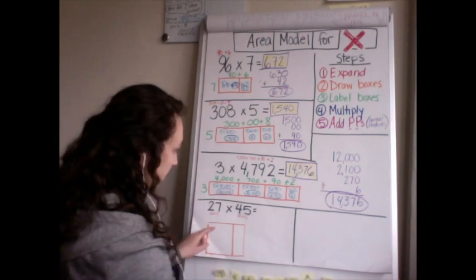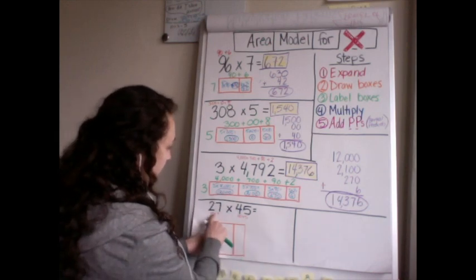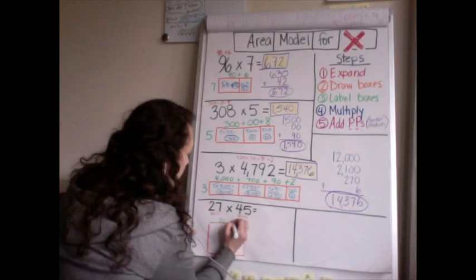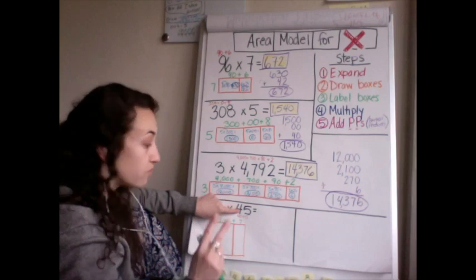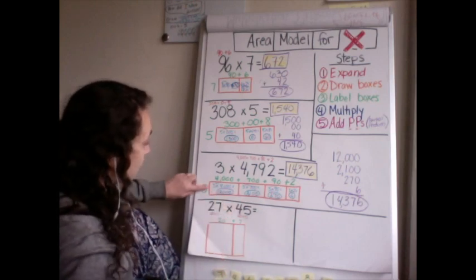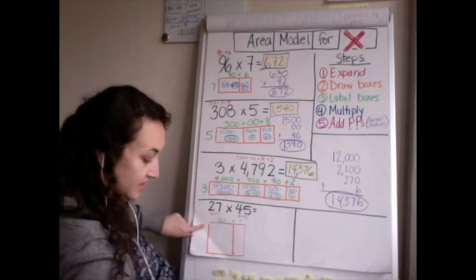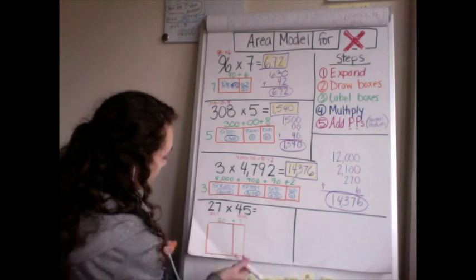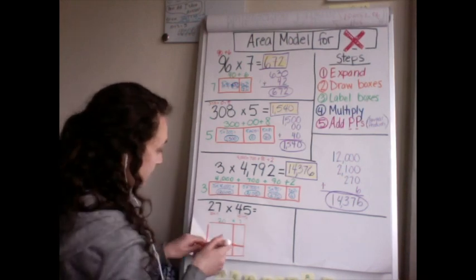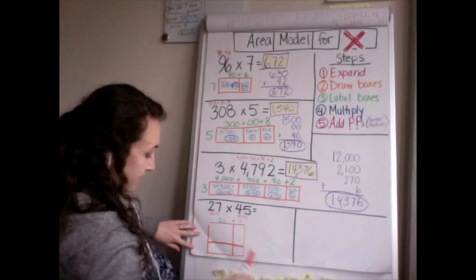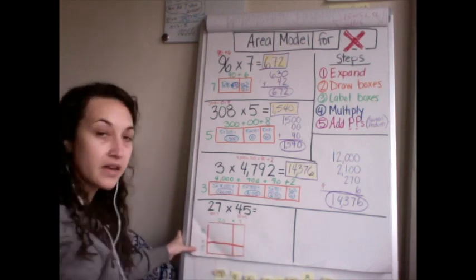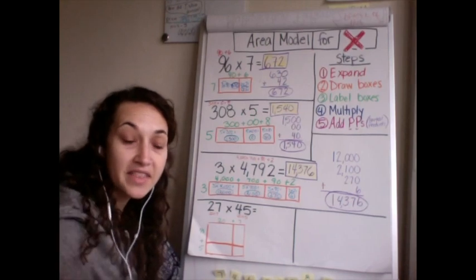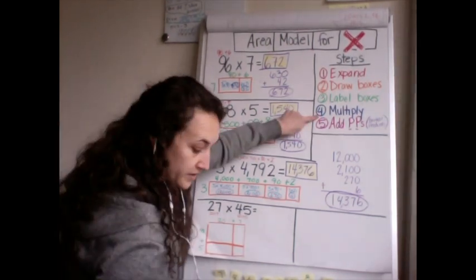Just like we did up here, when I label my sides, I'm going to go 20 plus 7. But this one has 2 digits now too, this 45. So instead of having 1, I'm going to cut this into 2. I'm going to have my 10s on top and my 1s down below. So I'm going to have a box like this, and then I will label my sides 40, and my plus sign always goes on that line.